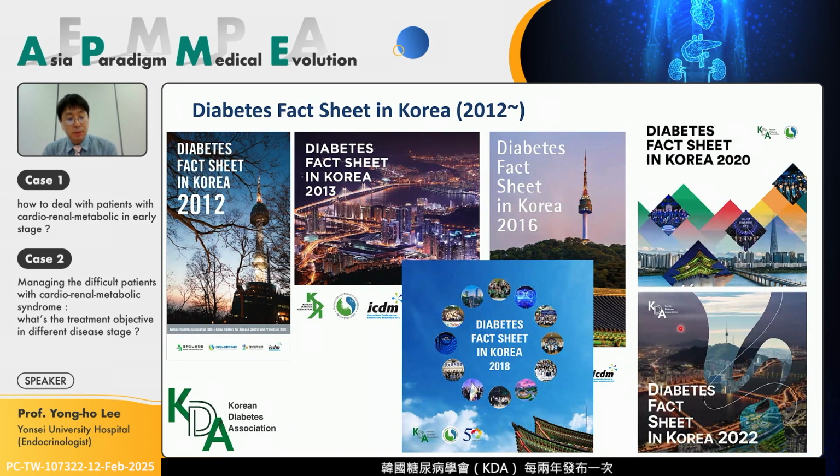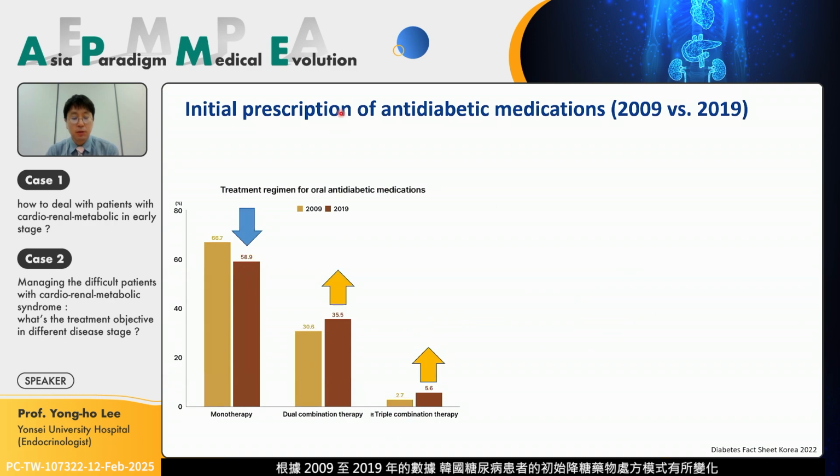From our Korean Diabetes Association, we biannually produce a diabetes fact sheet to look at the current diabetes situation in Korea. And from 2009 to 2019, the initial prescription of anti-diabetic medication in the Korean population is slightly changing. As I mentioned about the importance of combination therapies, people are likely to have dual combination therapies or triple combination therapies for the initial prescription.